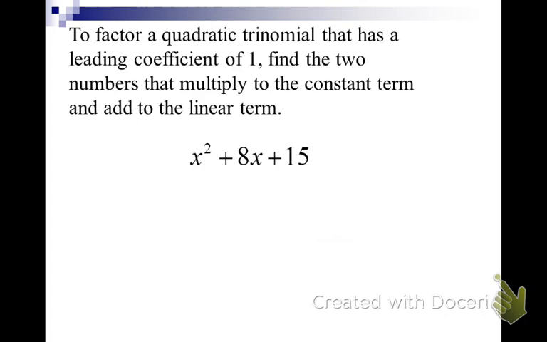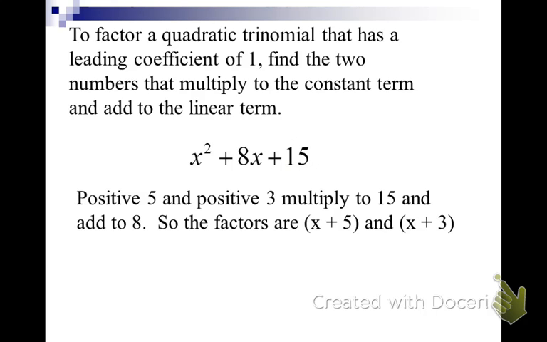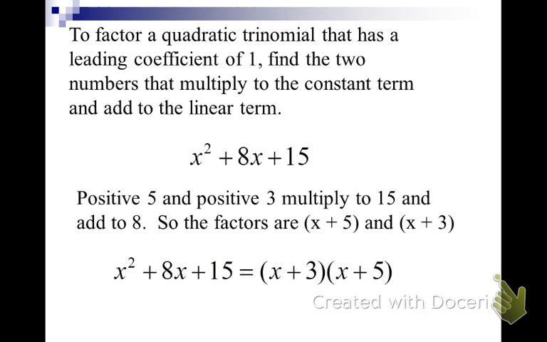So here we have another one, x squared plus 8x plus 15. So again, the question is, what two numbers multiply to 15 and add to 8? Positive 5 and positive 3 multiply to 15 and add to 8. So our factors are x plus 5 times x plus 3. So the factored form of x squared plus 8x plus 15 is x plus 3 times x plus 5.